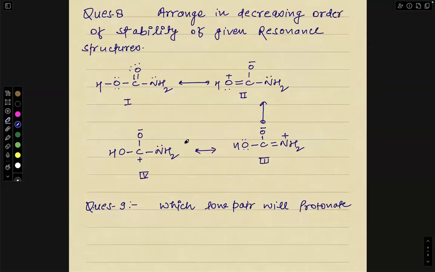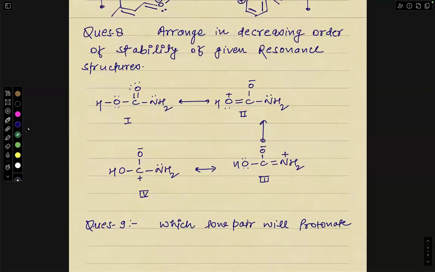Perfect. Now the next question is, arrange in decreasing order of stability the given resonance structures. If you have watched my video, I told you 4 rules to compare the stability of resonance structures. What is rule 1? Tell me, everyone. What was rule 1 if you have watched my videos?